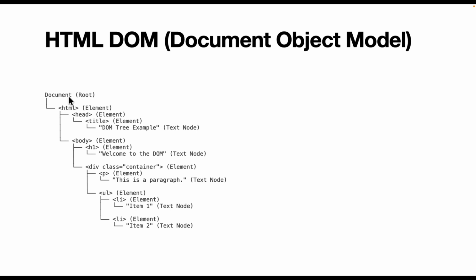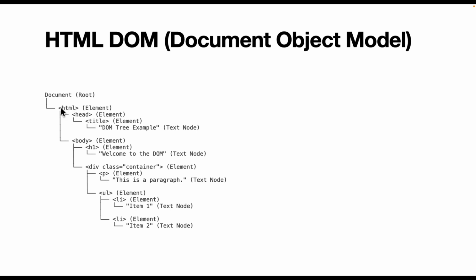Let's say the HTML tag is one element, head is another element, title, anchor tag, input, UL, LI. All these are elements, and we also call them HTML tags. Here it is HTML. Under HTML we have the head element, under that we have the title element, and under title we have the text "DOM tree example". We call this a node. There are child nodes also, so we can say this text is a child node of title. So this is a tree structure.